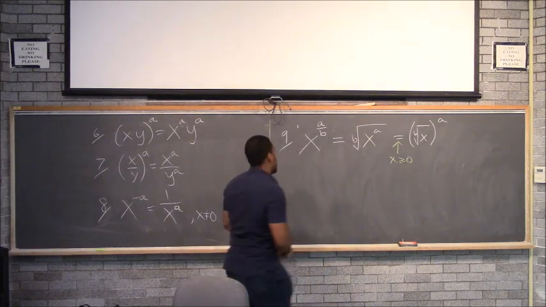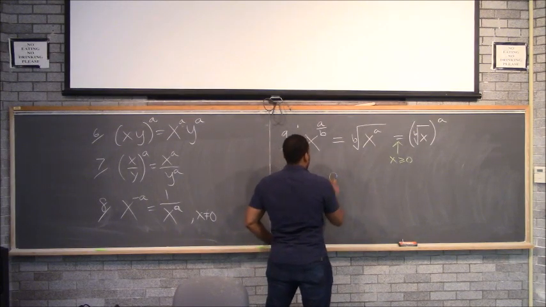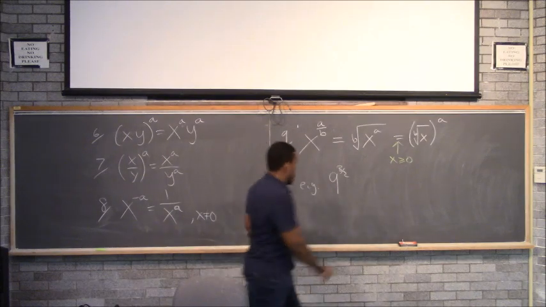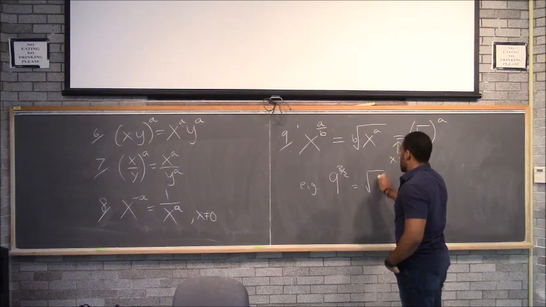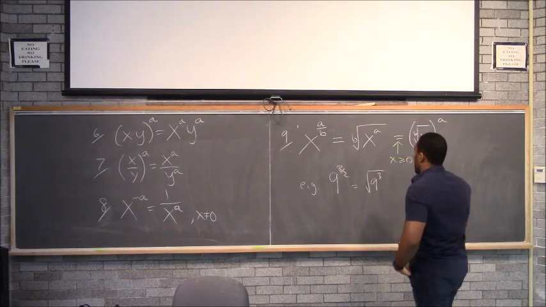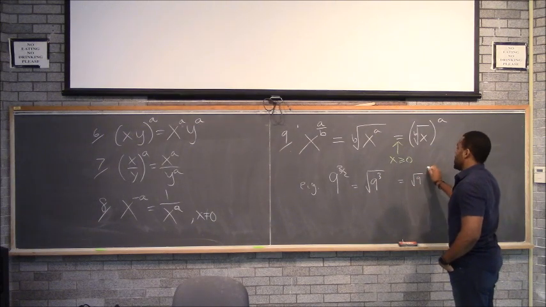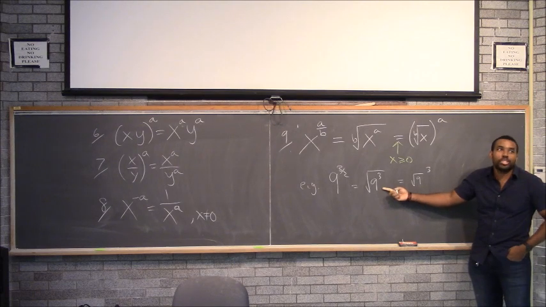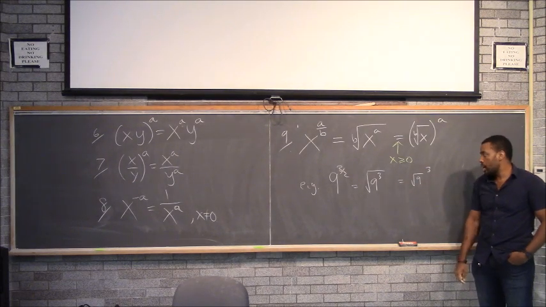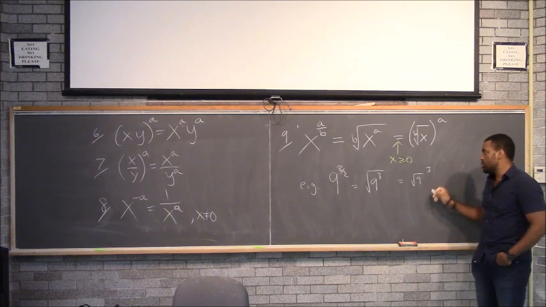So, for example, look at this example here. If I have 9 to the 3 halves, there are two ways I can think about that. One way is to think of this as the square root of 9 cubed, but because 9 is greater than 0, I can also think of this as the cube of the square root of 9. Now this one is harder to calculate because you have to cube 9, and it's going to be a big number. But this one is easier because the square root of 9 is 3, and then you cube that, so you get 27.